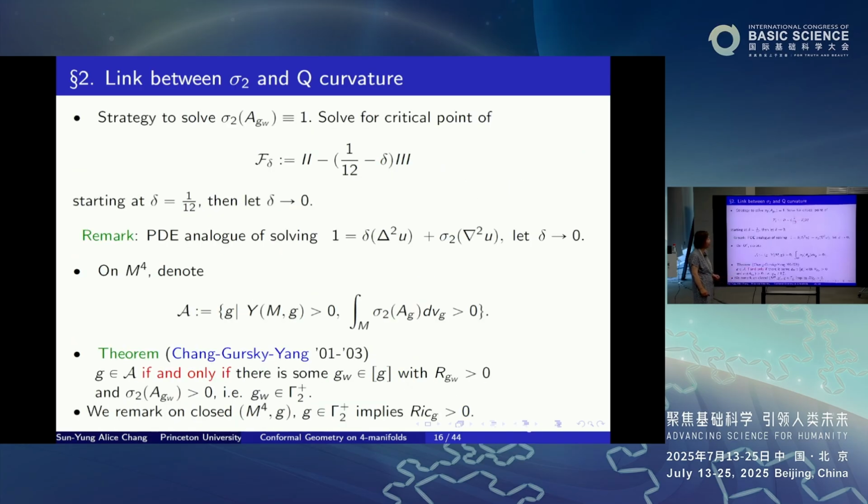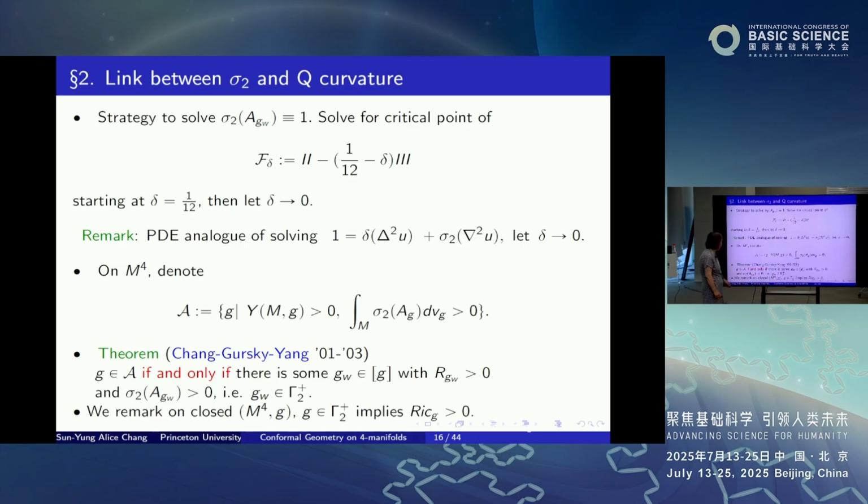The approach to solve this question, at least one approach, is we play the variation. We look at the functional with 12 minus delta, and then let delta tend to 0. When delta is greater than 0, in a certain range, this is a subcritical operator, the solution exists, and then we try to let delta tend to 0. The analog of this is the homogenization process for the Hessian equation. Suppose we want to solve sigma 2 of the Hessian of u. We add a fourth order term with a delta, homogenize it, and the delta tends to 0.